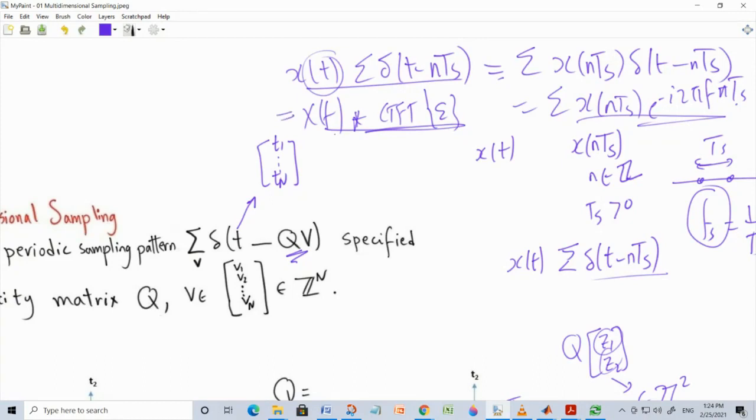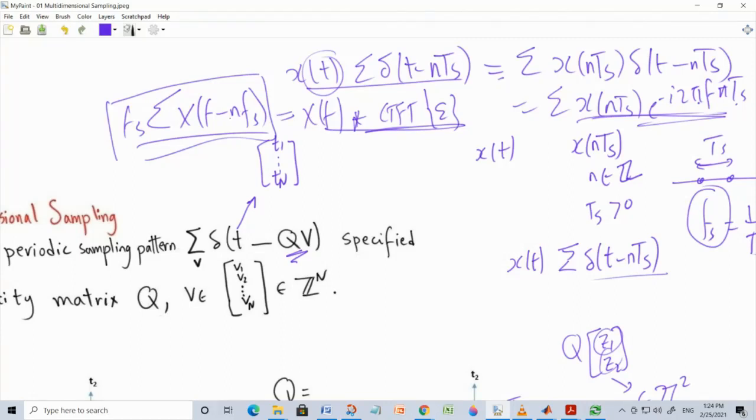And this thing is what gives you insights about what's going on, because once you do the convolution, the CTFT of a train of Dirac deltas, as we did last time, is a train of Dirac deltas, and so this will give you Fs summation X of f minus nFs. So basically, the spectrum of the signal is periodized. Okay, so the sampled signal's spectrum is periodized, and I emphasized in the previous lecture that the DTFT by definition is a periodic signal. And so if you have a continuous time signal that you sample, its DTFT is a periodization of the original spectrum.